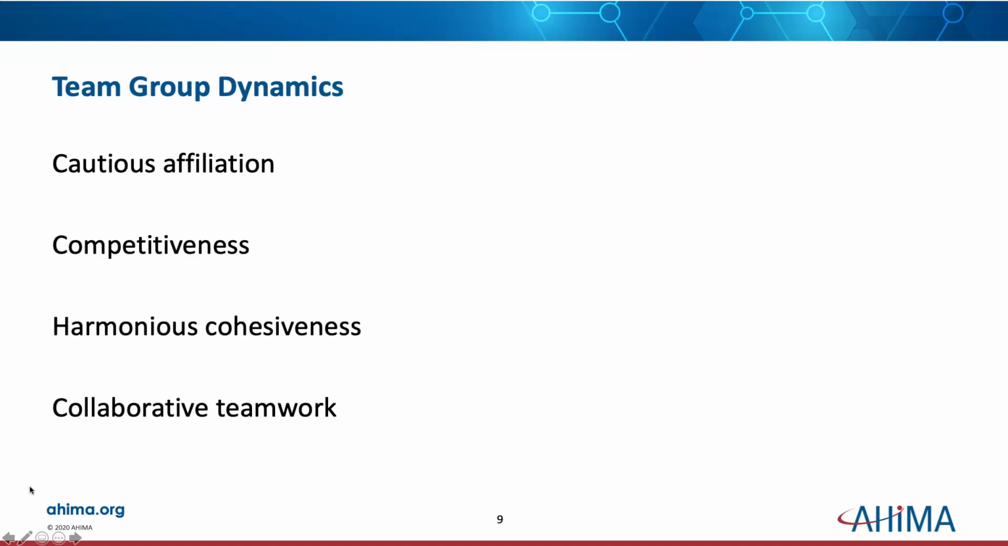So, team group dynamics. There's cautious affiliation, there's competitiveness, harmonious cohesiveness, and collaborative teamwork. And I think your book covers all of those fairly well. If you're still struggling with those concepts once you finish taking a look at the book, I would encourage you to go out to the internet and do some research on those and maybe see if you can find some videos.